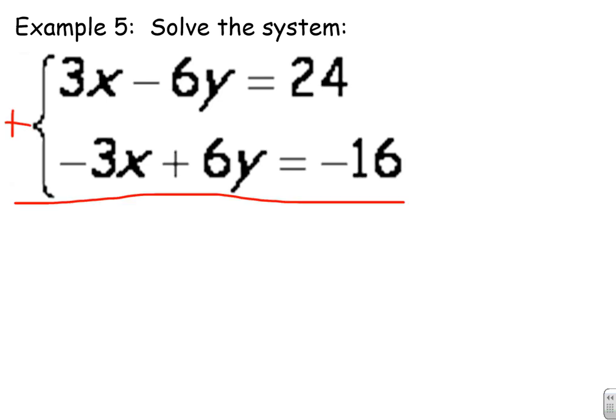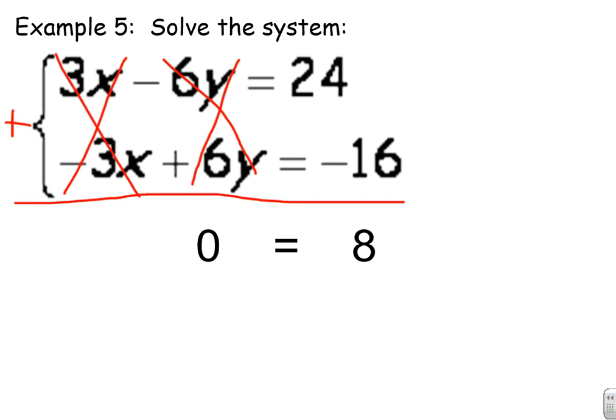We're combining the two equations together. 3x and negative 3x are opposites, so they eliminate. Negative 6 and 6y are also opposites, so they eliminate. Our constants add to make 8, but we only have 0 on the other side. Does 0 equal 8? That's not true. Whenever you get a value that's not true, you know that there is no solution.